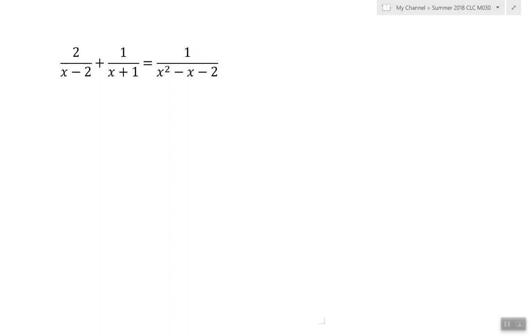In this video I'm going to show you how to solve a rational equation, and the method that we're going to use is very similar in spirit to the way that we simplify rational expressions. So let's call it clearing the fractions.